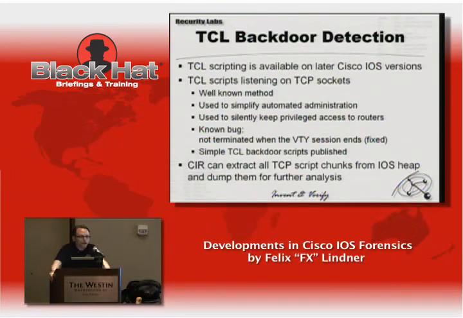And then we find TCL backdoors. That's really simple. We just walk the heap, find the blocks that belong to the TCL scripting engine, identify those that contain a TCL script, give it a name, and dump it into a file. And then someone more intelligent than a piece of code can look at them or grep over them and look if they say bind port or listen to port. Very easy.